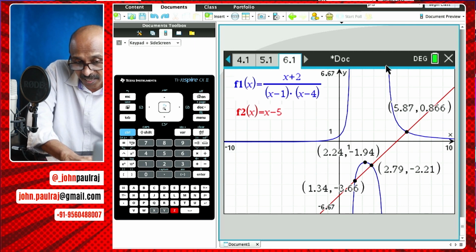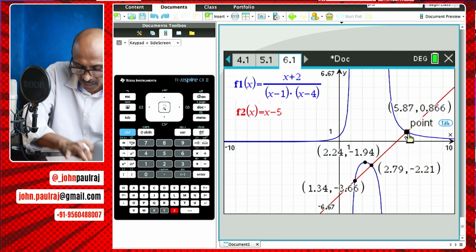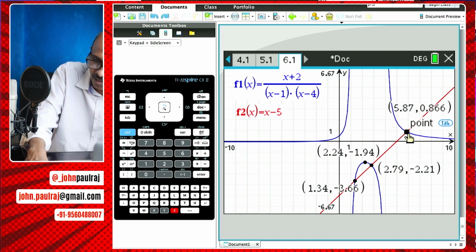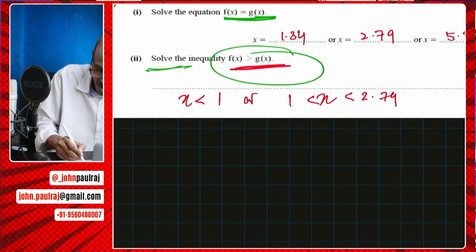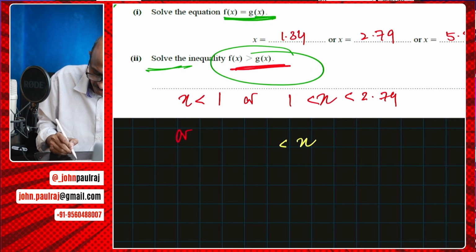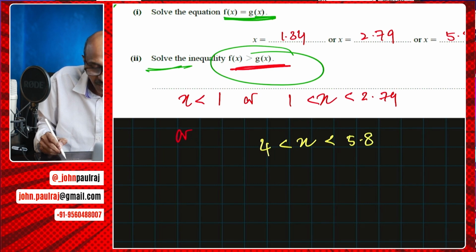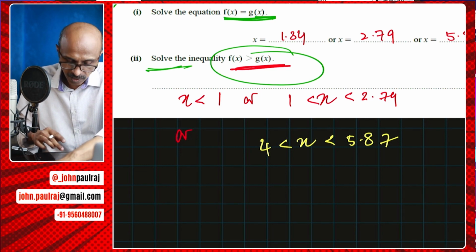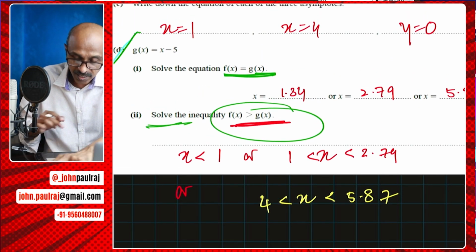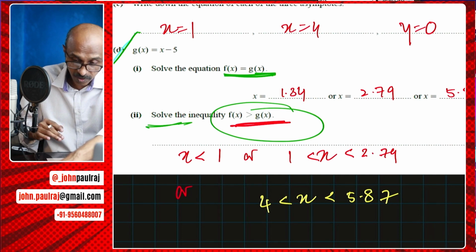And then from the second vertical asymptote, which is x equal to 4, to the point of intersection here, 5.87. So the third one, and you write it down, again, let's use the word or. Is this color visible? All right, so from 4 to 5.87. Clear? If you have not understood this part, pause this video and go slow. And this is a sure shot, okay?